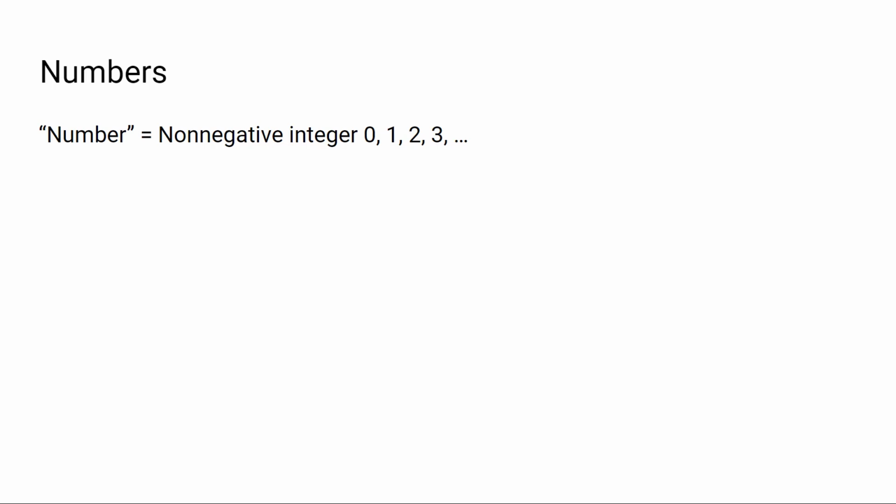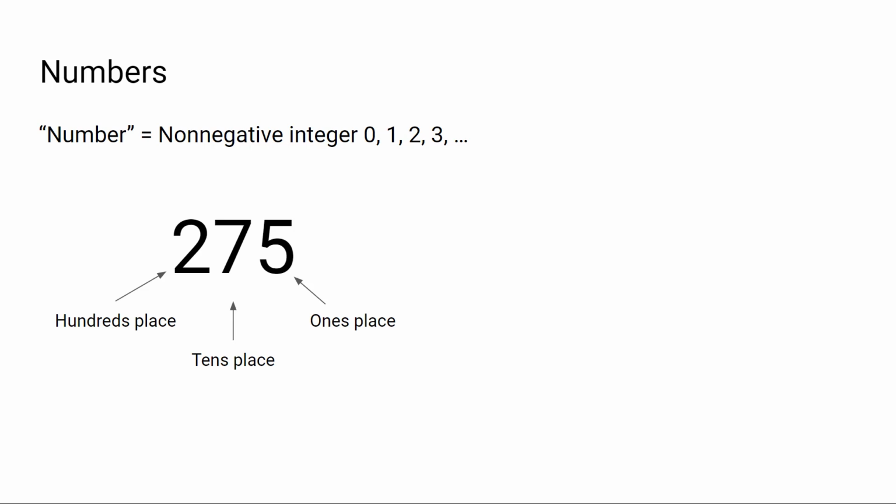Look at the number 275. When you were a kid, you learned that this number has 3 digits, the 2, the 7, and the 5, and those digits appear in different places. The 5 is in the ones place, the 7 is in the tens place, and the 2 is in the hundreds place.